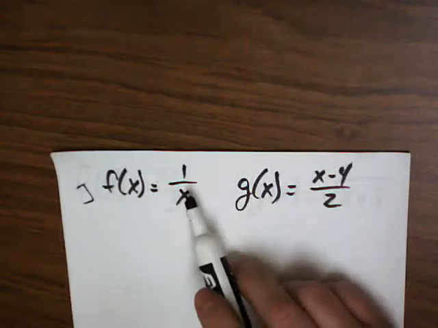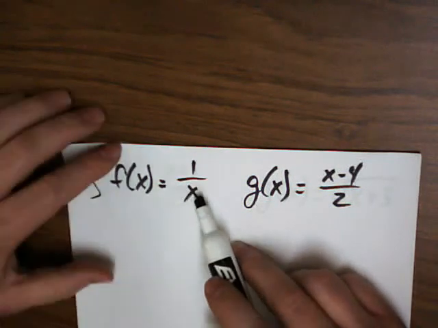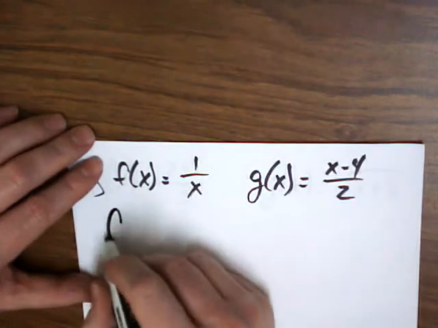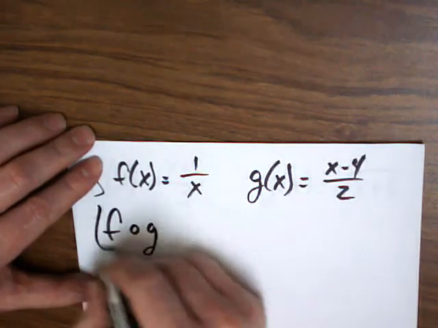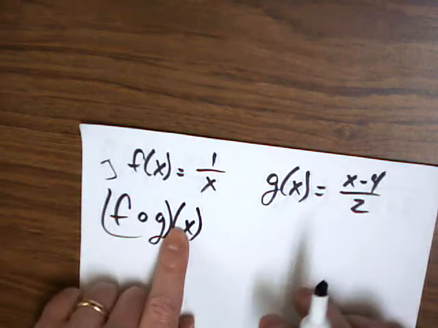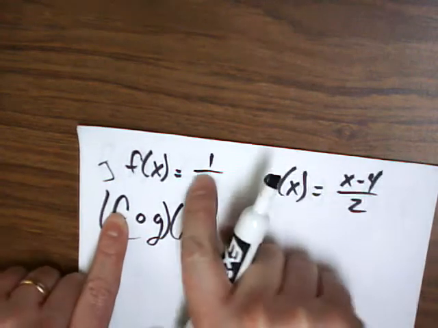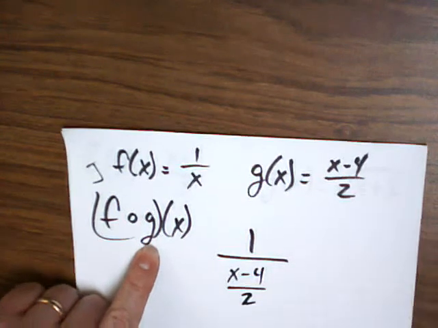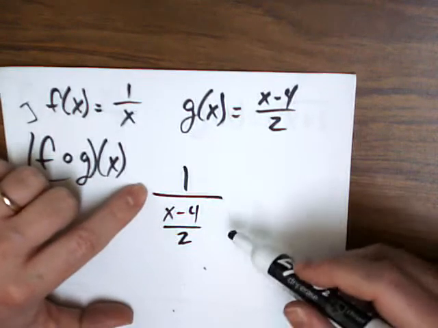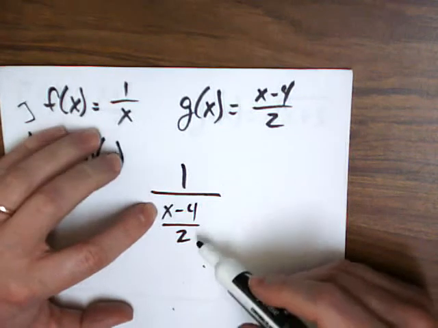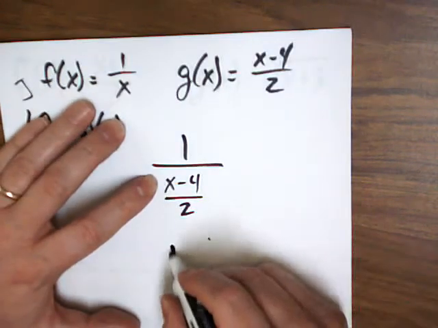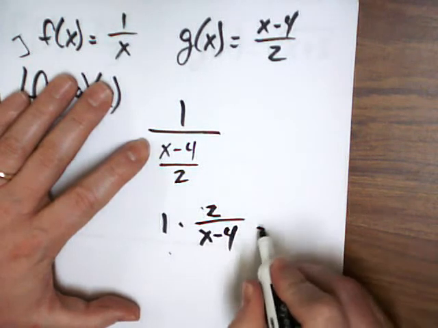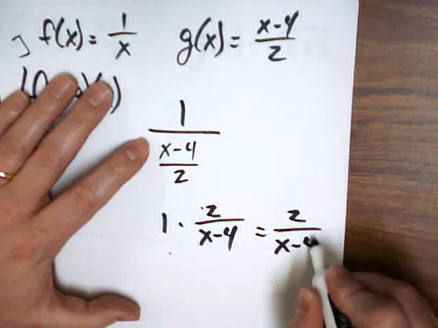Okay, finally we wind up with something where you've got to watch out for your domain on this one, because you're dividing by x. So if I'm talking about f composed of g, g goes into f. So this goes into f: 1 over x minus 4 divided by 2. Now, to simplify this, when you divide by a fraction, it's like multiplying by the reciprocal. So 1 times the reciprocal, which would be 2 over x minus 4, which equals 2 over x minus 4.